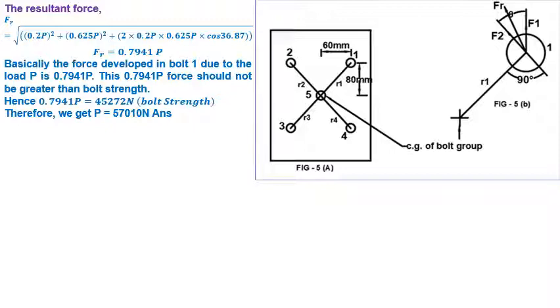This force 0.7941 P should not be greater than bolt strength. Hence, equating the bolt strength equal to 0.7941 P, we get P equals to.